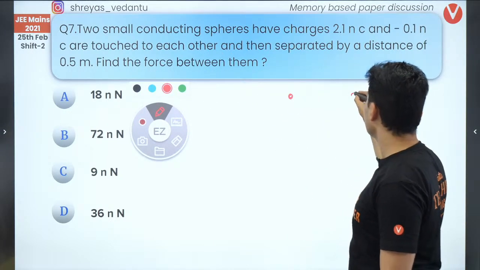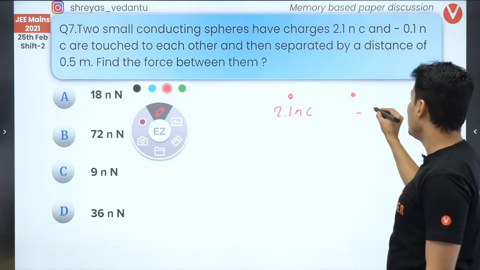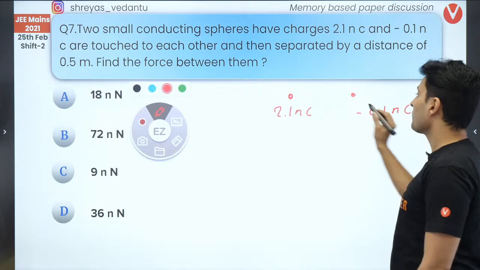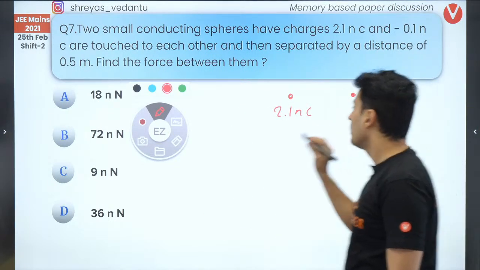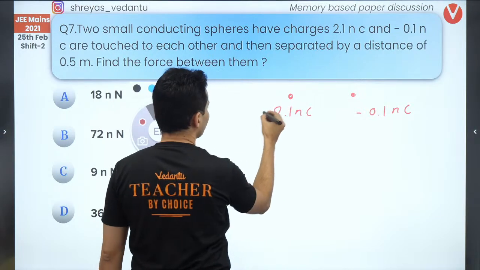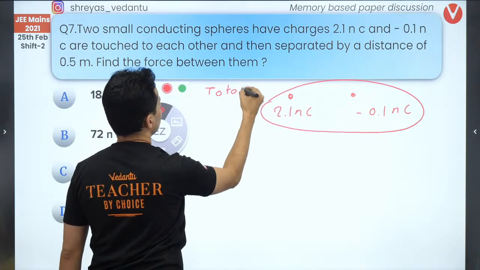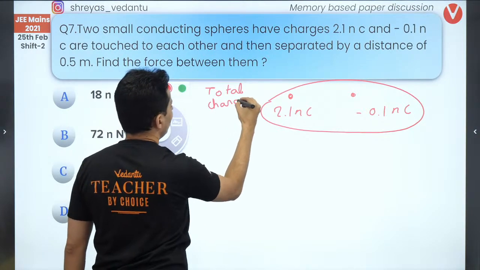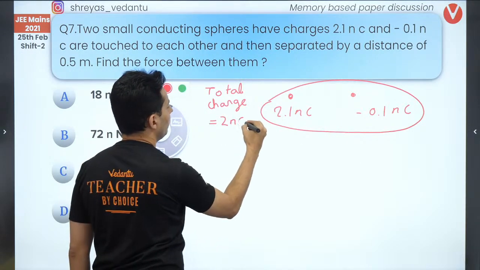Okay. Now, over here, two small spheres have charges. Let's write down the charges. They have 2.1 nanocoulomb and minus 0.1 nanocoulomb. If you touch them, what will happen? The charges will get distributed. Before I distribute the charges, what is the total charge? The total charge is 2.1 minus 0.1, which is 2 nanocoulomb.